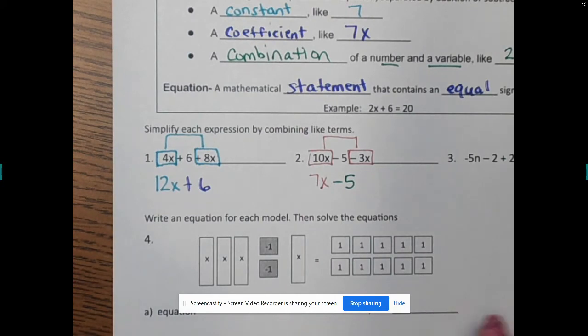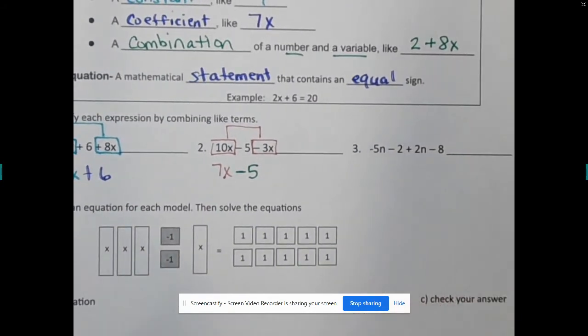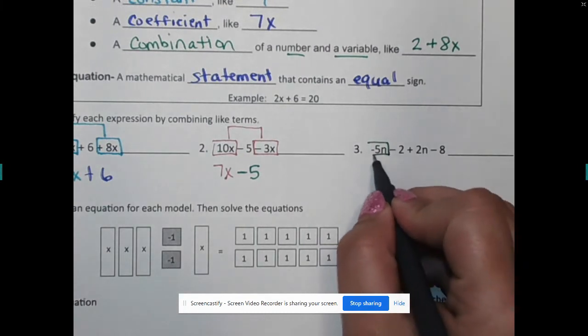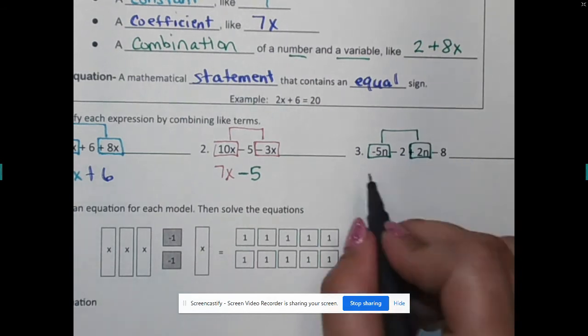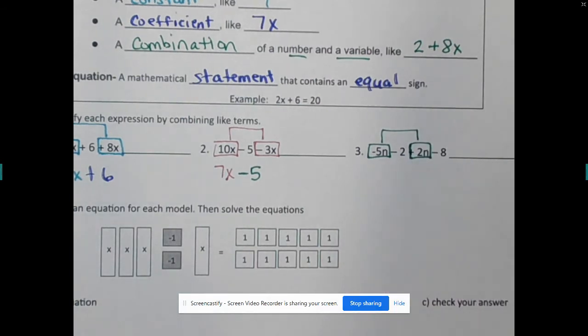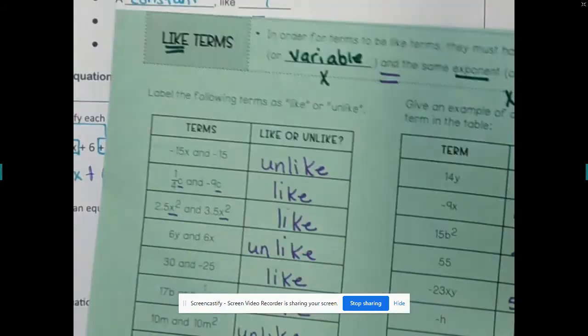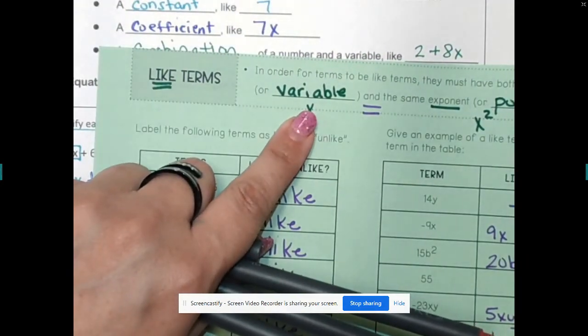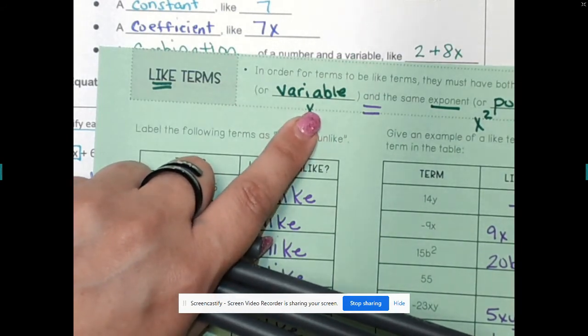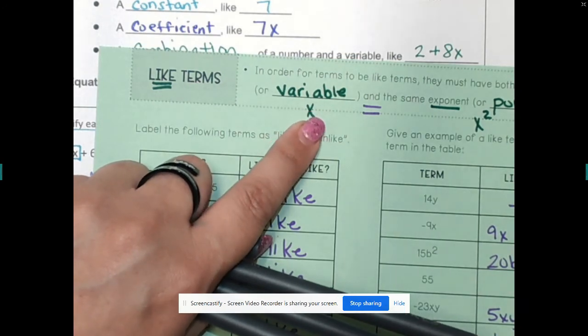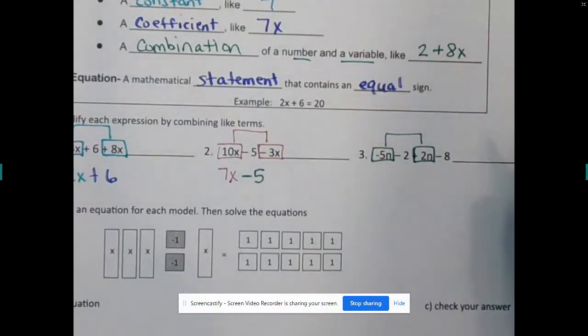All right, on number 3, is there anything to combine? Okay, negative 5 and what? Plus 2n. Yes. But it's not negative. But it has to do. We just said they have to have the same variable. So as long as it has the same letter, it doesn't matter if it's negative or positive or a decimal or a fraction or a square root, as long as it has the same variable. Okay? What is negative 5 plus 2?